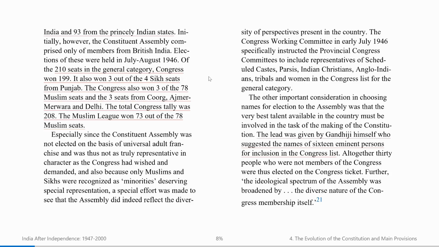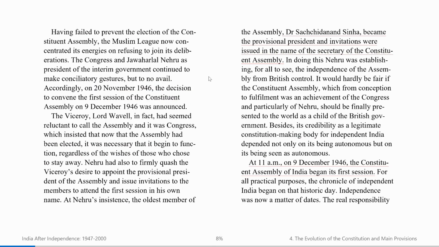But there was now a big criticism of this, that it was basically a Congress-based Hindu caste assembly. So Gandhi himself took the lead, and he suggested a list of 16 eminent persons for inclusion in the Congress list, right? So basically, they wanted to diversify the membership of the Constituent Assembly. Now, if you think about it, it was seen to be an oligarchy, right? There were old people. So Dr. Sachchidananda Sinha became the provisional president, and an invitation was issued in the name of the Secretary of the Constituent Assembly. Okay, and the Constituent Assembly started on 9 December 1946, in case you don't know about this.